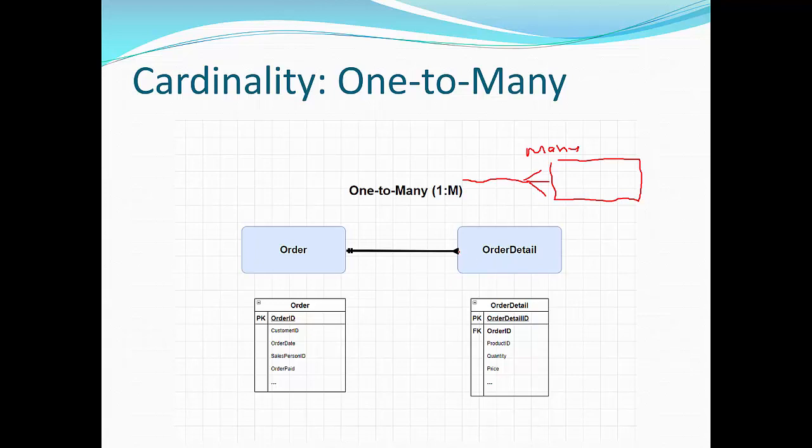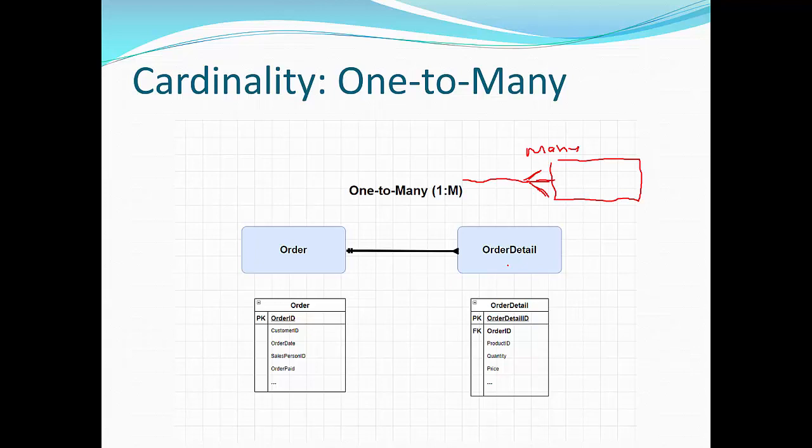So just note that in a one-to-many cardinality, the one side, you have already known how it's represented. The many side will be represented by that crow's foot. So you know that that side is the many side. Let's look at this relationship between these two entities. You have the order on the one side, and you have the order detail on the many side. That's why it's a one-to-many.